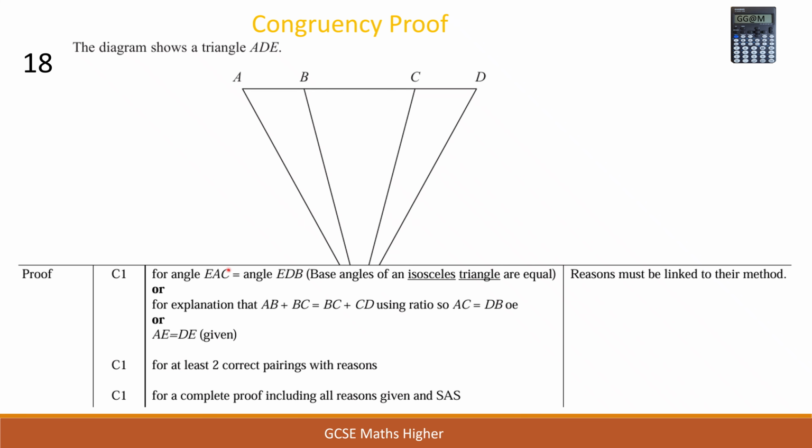So the mark scheme says, here's the information that you've got here, and they've used the SAS one, so a side angle side, for proving congruency. As long as you can explain what you've done, then you will get the mark. C means a communication mark, so make sure you have used words to explain what is going on and how you're getting the answer.